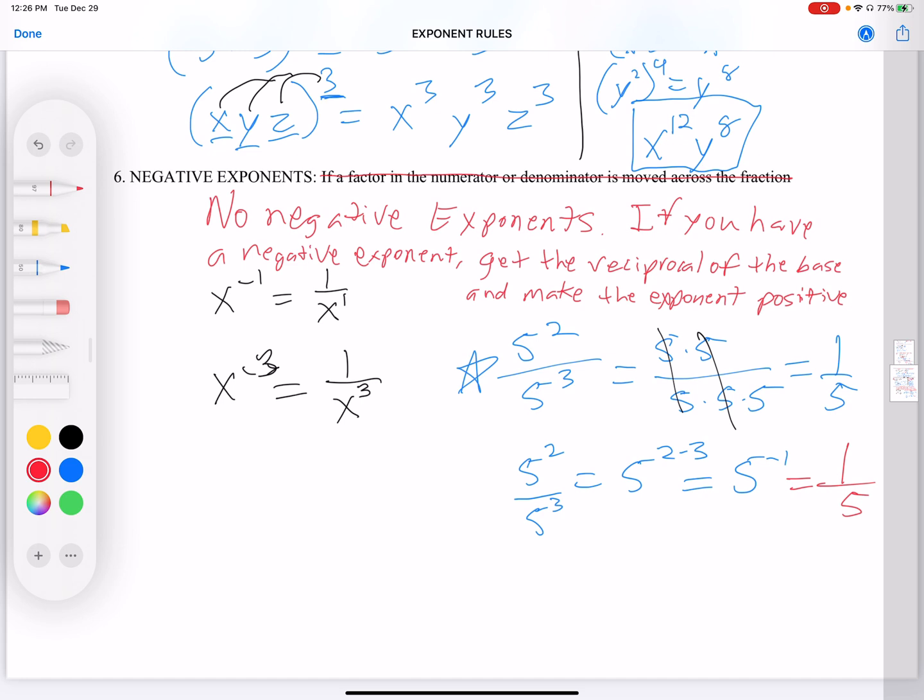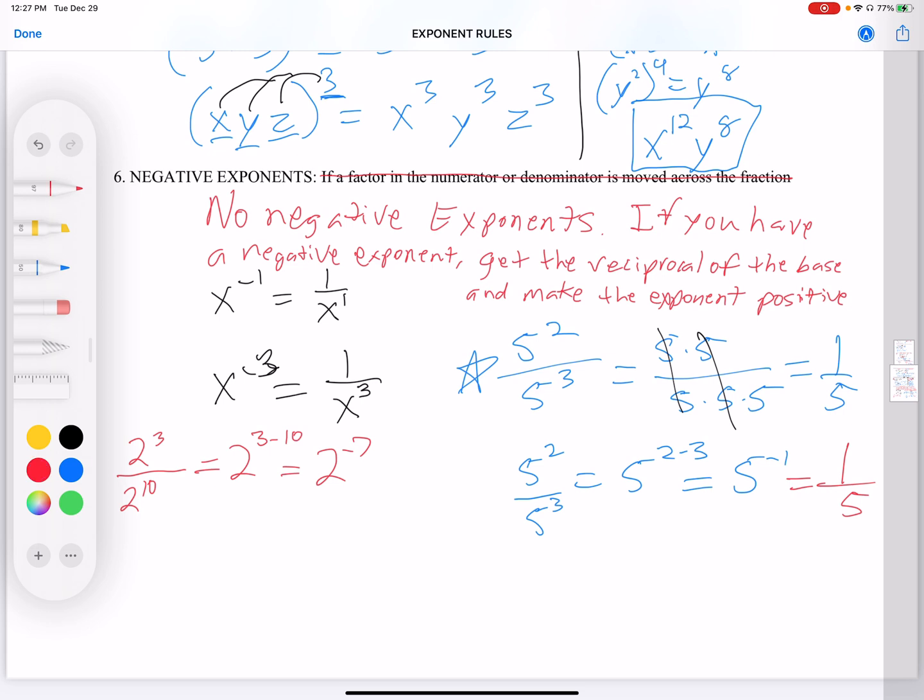Let's do another one. Let's say that I have 2 to the third over 2 to the 10th. According to the quotient rule, this gives me 2 to the 3 minus 10th power, which gives me 2 to the negative 7th. Again, quotient rule says keep the base, subtract the exponent of the numerator by the exponent of the denominator.